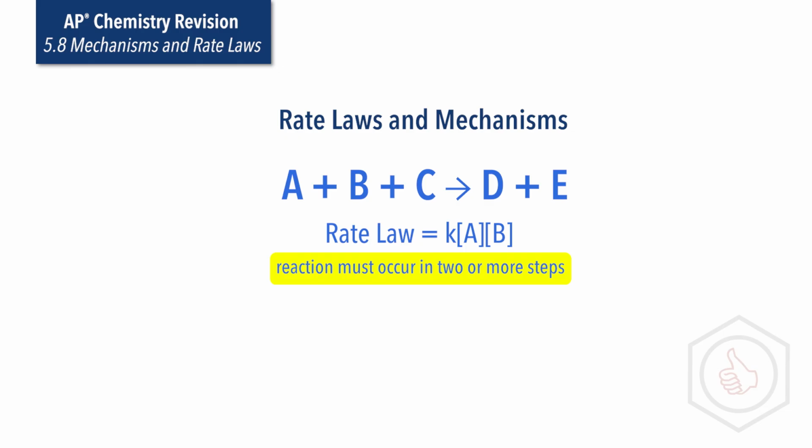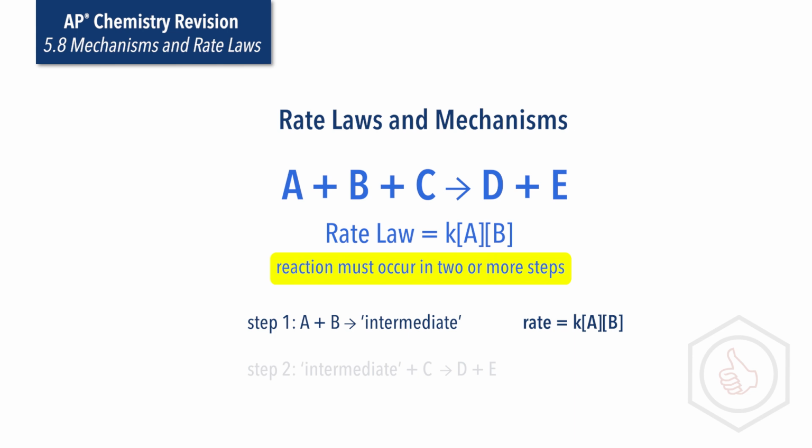We could propose a two-step mechanism. The first step being A plus B goes to form an intermediate, and then this intermediate reacts with C to produce our final product, D plus E. Well, the rate law for the first step here would be rate equals rate constant k multiplied by the concentration of A multiplied by the concentration of B. C isn't included because it isn't involved in this particular step.